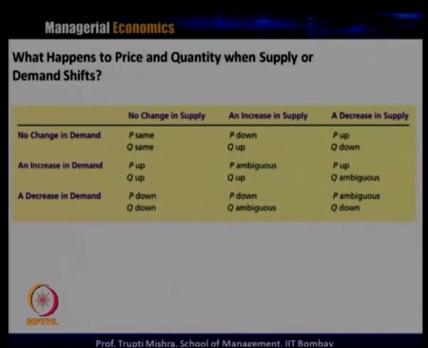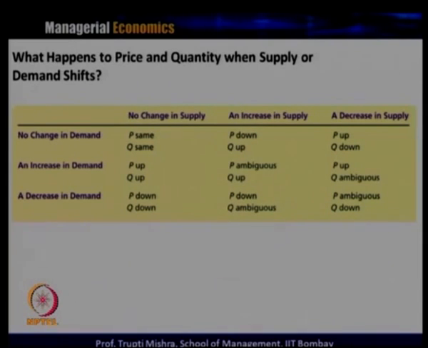Then coming to the second row, the first box: an increase in demand with no change in supply, price increases and quantity also increases. A decrease in demand with no change in supply, price decreases and quantity also decreases. There is no change in demand but an increase in supply, that leads to a decrease in P and an increase in Q.